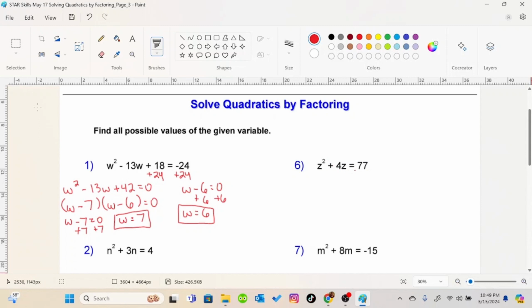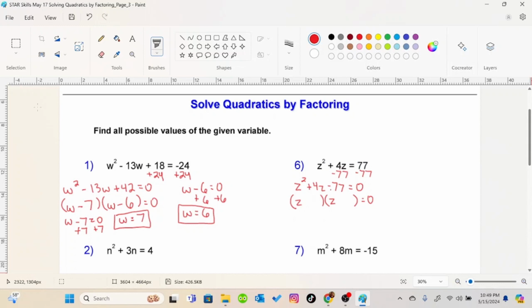Number 6. We're going to subtract 77 from both sides. So now we have z squared plus 4z minus 77 equals 0. We know we're multiplying two things together and we're getting 0. To get z squared, we would multiply z times z.